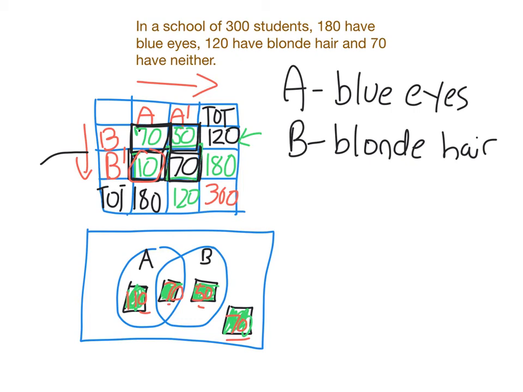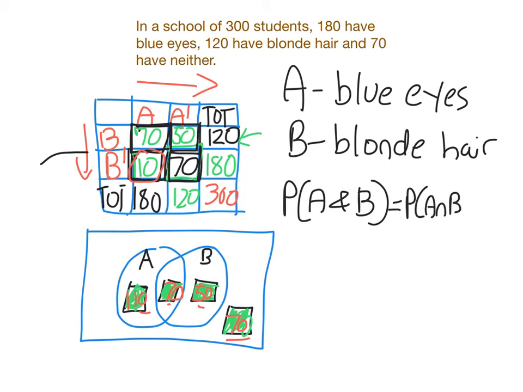So if I picked a student at random, what is the probability they have, so A means blue eyes and they have blonde hair as well. So probability of A and B, or if we're using set notation, it would look like this, okay? So number of ways it can occur over total number of outcomes. I can pick 70 from 70 people that have both blonde hair and blue eyes, and there are 300 in total. And I can simplify that.